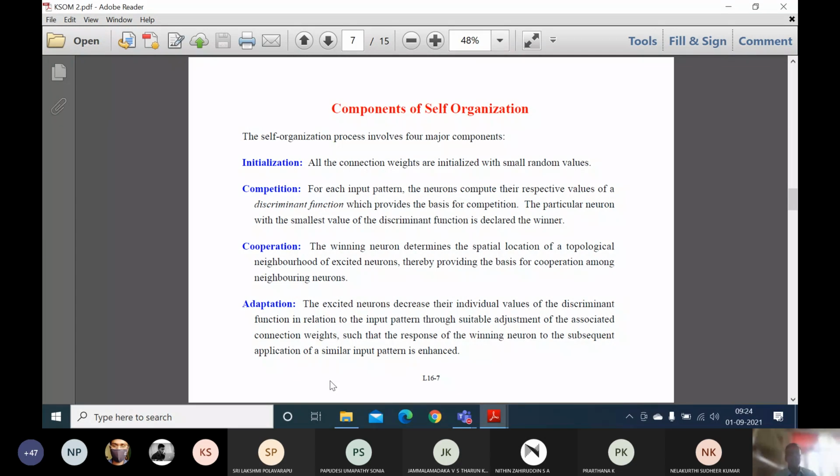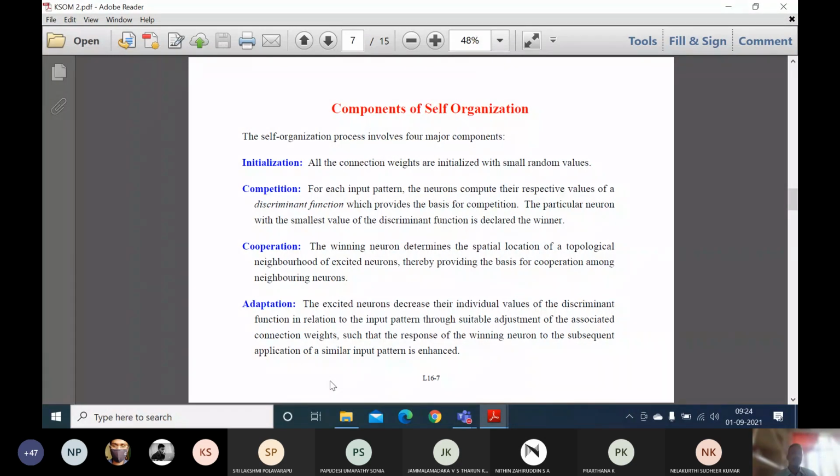Okay, adaptation. So what is initialization? As we do in supervised learning networks, here also we initialize the connection weights with small random values.